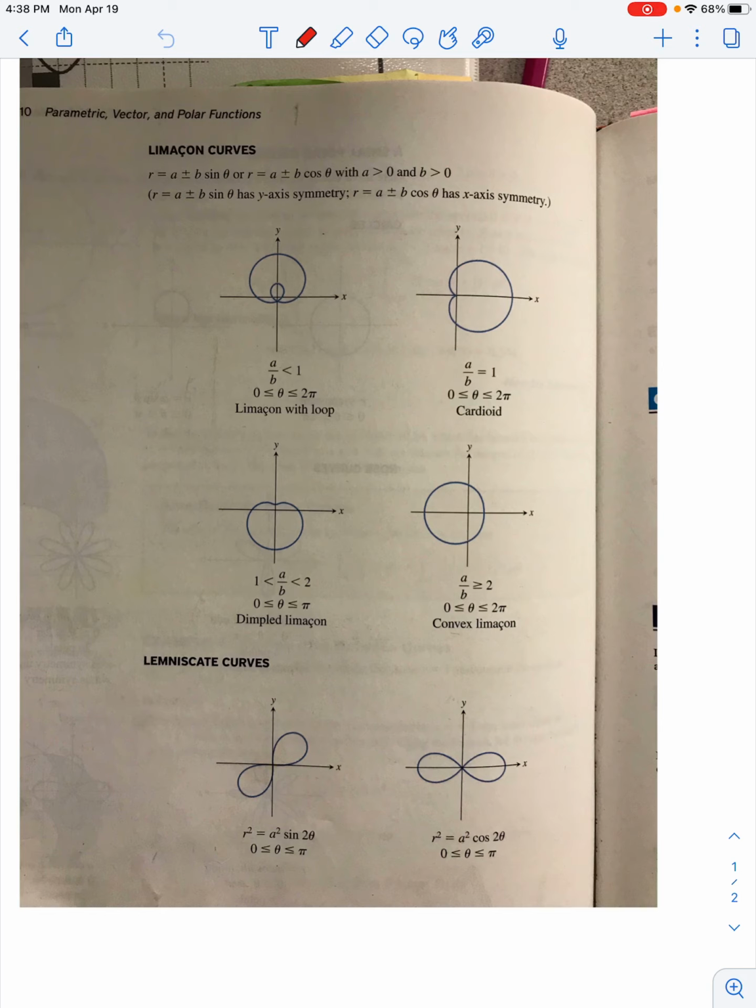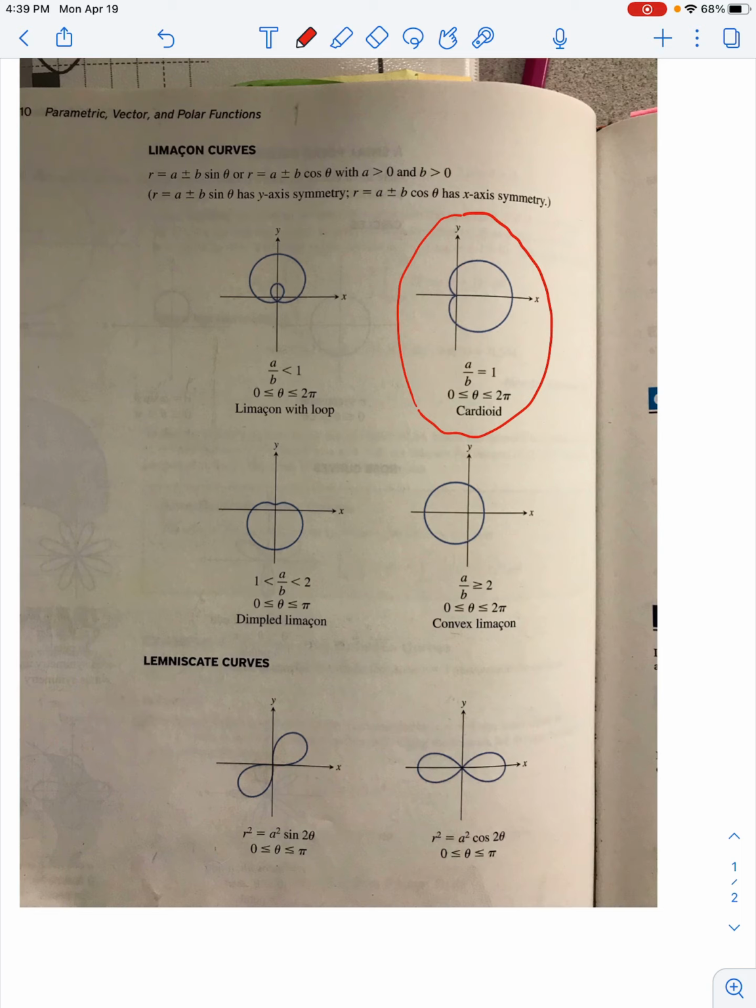Oh, I have to go back this way, sorry. Here it is, polar functions. And they have cardioids on here. Right here is my cardioid. I just took this picture with my iPad camera, and this is a picture in your book. So you can find this in Unit 10, Chapter 10 in your book.